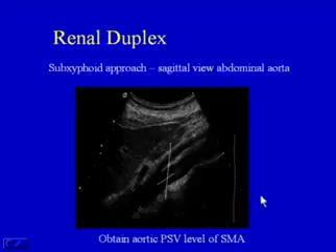So, starting at the subxiphoid approach, we have the sagittal view of the abdominal aorta at the level of the SMA. Using a 60-degree Doppler angle with the cursor placed center stream, we obtain the aortic peak systolic velocity. This is what will be used for the renal aortic ratio.